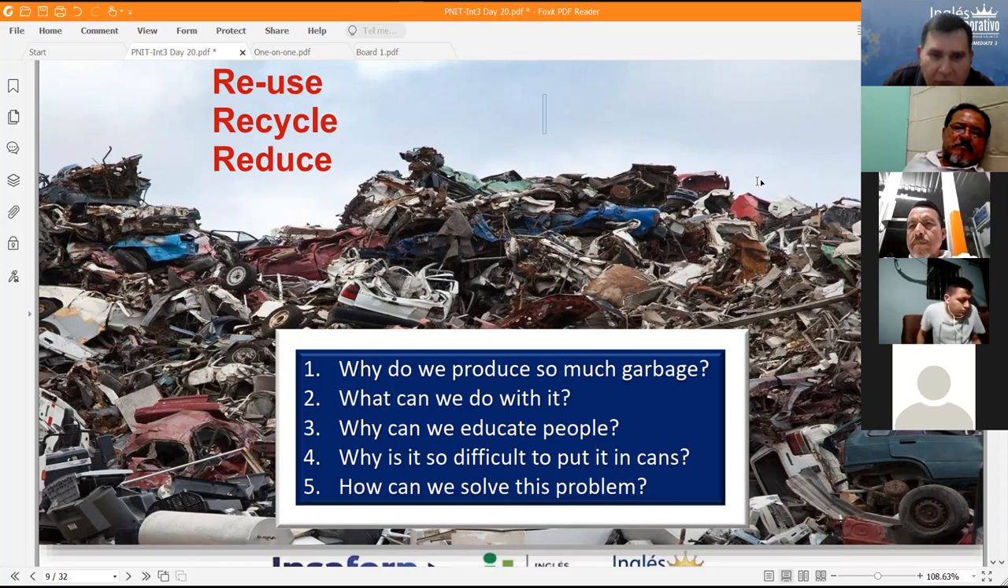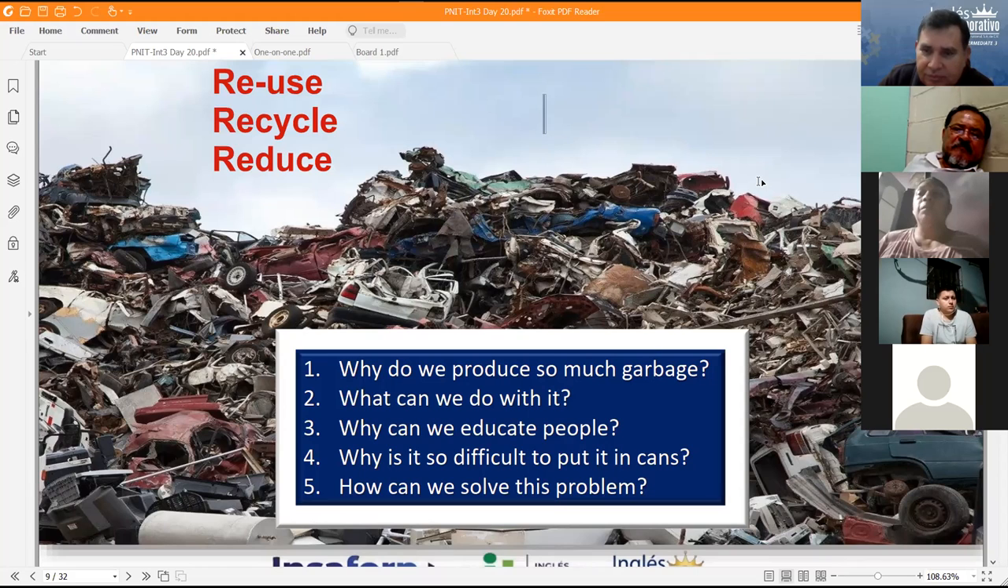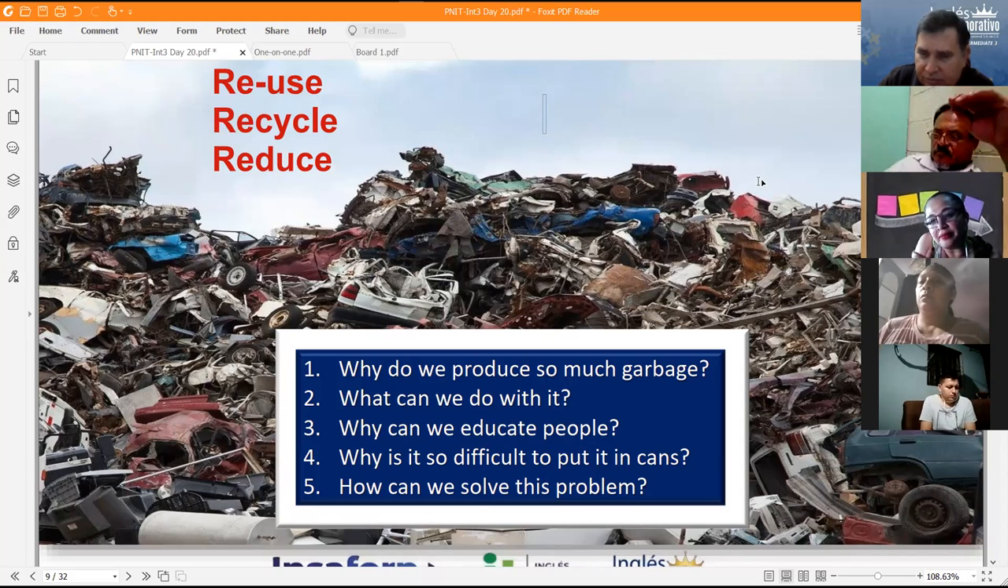It's true. Okay. How can we solve this problem? How can we solve the problem of garbage? Can we classify our garbage for it to be recycled? A problem is a contamination. Mm-hmm. Contamination. Yes. Generally, pollution. And how can we solve this problem? The pollution, the contamination.